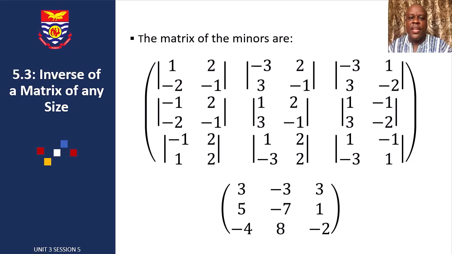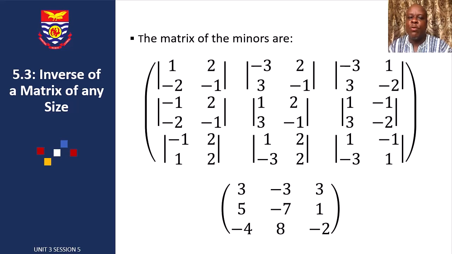Having gotten the determinant of the matrix B, the next thing we do is to find the matrix of the minors. And to find the matrix of the minors, we consider the first entry. We suppress its row and suppress its column. Then whatever is left forms a 2 by 2 matrix. We go to the second entry. We suppress its row, suppress its column. Whatever is left gives you a 2 by 2 matrix.